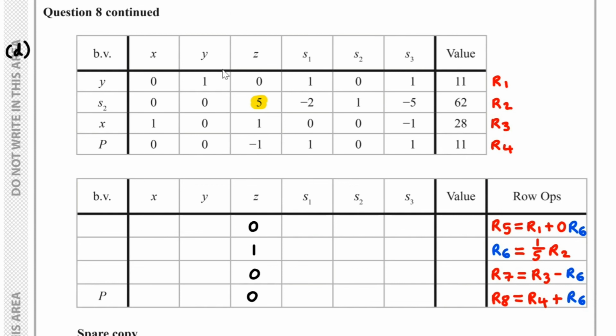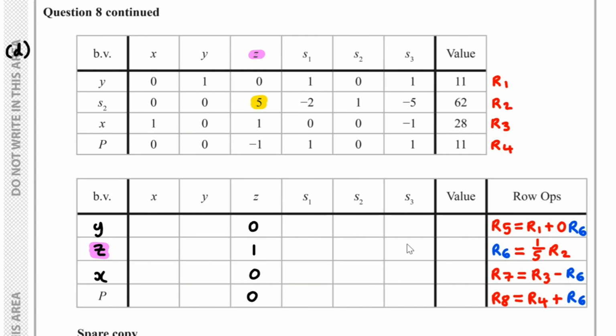Now, the pivot is in the Z column, so for my basic variable, the S2 row will now be increased to say Z instead. So because my pivot was in the Z, I have now increased the basic variable to a Z here. The rest remain as Y and X.